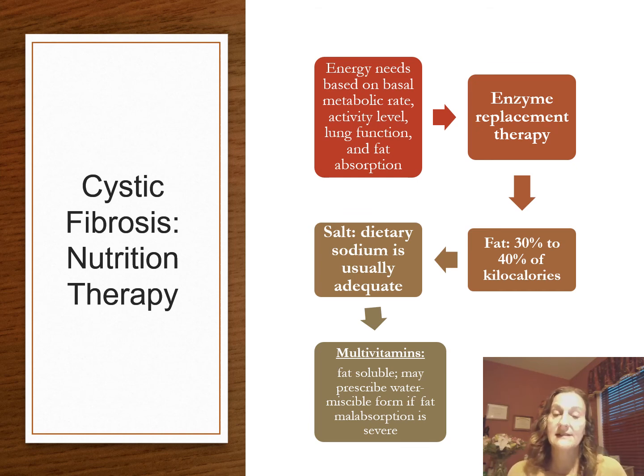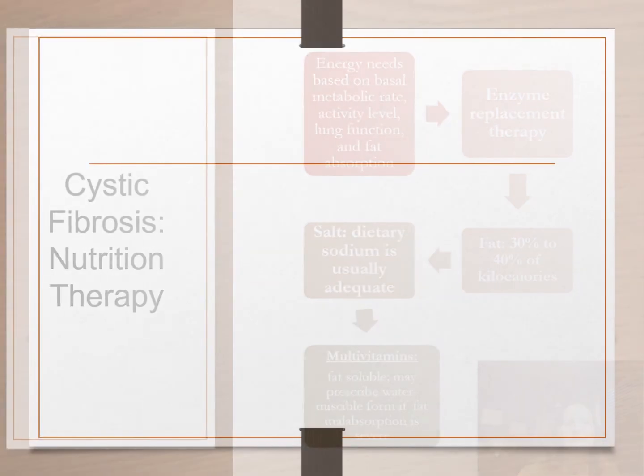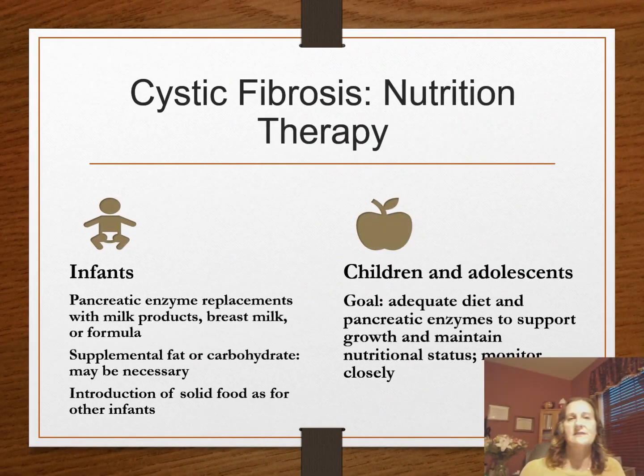And as I mentioned, there's fat-soluble vitamin malabsorption, so we have to get these special vitamins from the pharmacy. They're called water-miscible forms. They're a water-soluble kind of bubble, and inside are the fat-soluble vitamins. That helps increase the absorption so they don't have fatty acid deficiency.